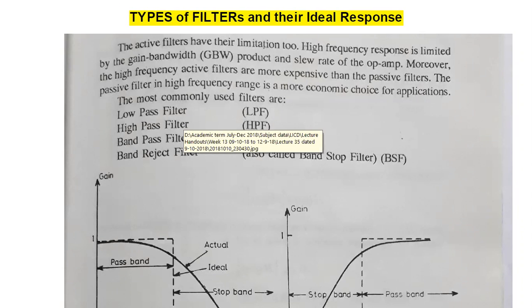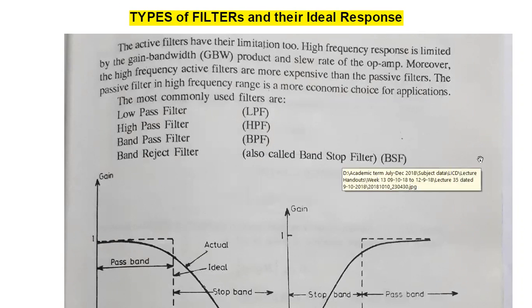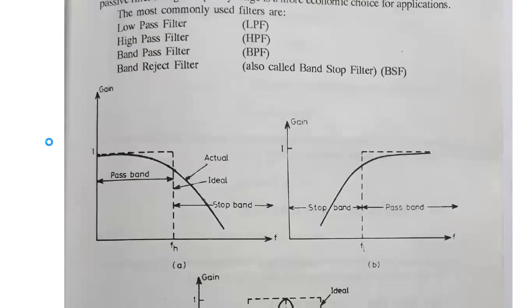So what are the types of filters? The most commonly used filters are low pass filter, high pass filter, band pass filter, and band reject filter. Now, band reject filter is also called a band stop filter. It has a third name also. It is also called a notch filter. Now let us see them one by one.